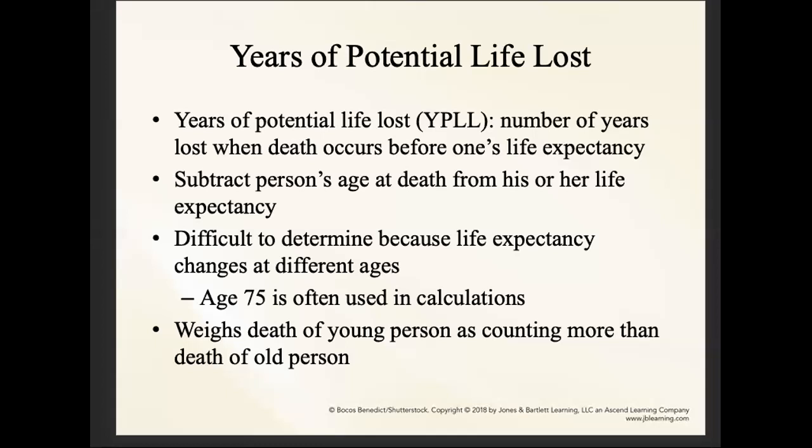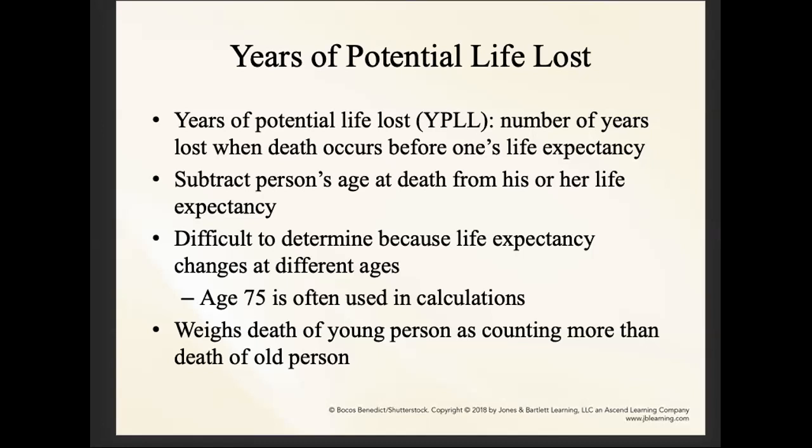Another important standardized measurement of health status of populations is years of potential life lost, abbreviated YPLL. The years of potential life lost are the number of years lost when death occurs before one's life expectancy. So in order to calculate YPLL, you need to know what the life expectancy is for that person. In order to calculate YPLL, you subtract the person's age at death from his or her life expectancy. This is difficult to determine because life expectancy changes at different ages.